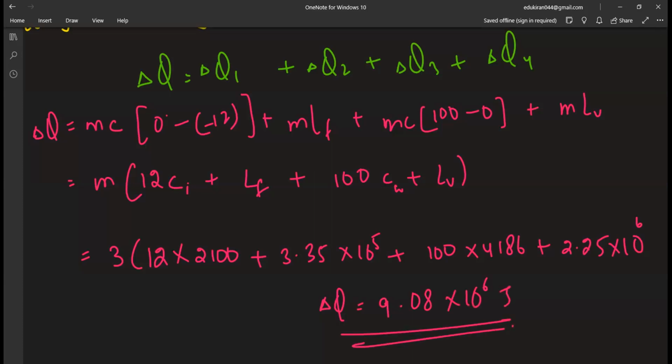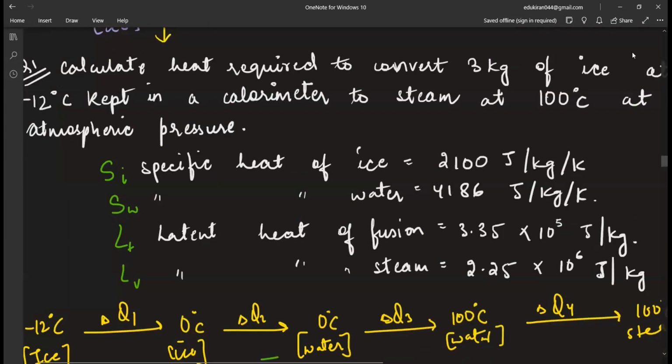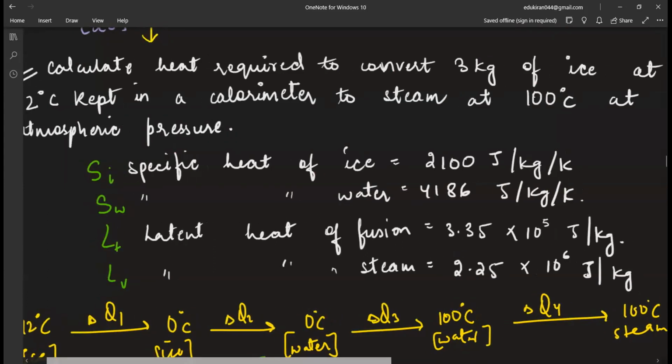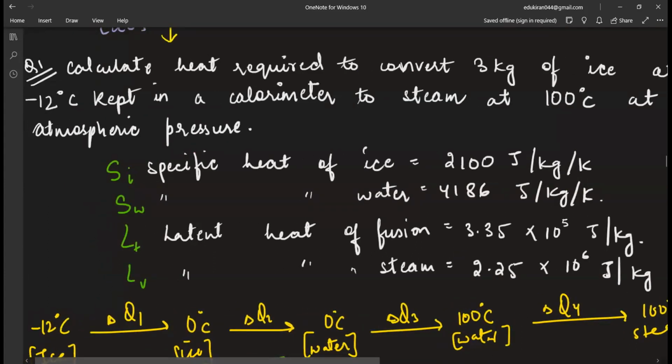This is how we apply it. Now tell me, is this question clear? Similar to what we were studying? Clear, Khadija? Yes or no? Okay, very good. Write it down. I think you haven't written the question also. Write down the question: calculate heat required to convert 3 kg of ice at -12 degrees to 100 degrees Celsius steam. Here, this is steam.